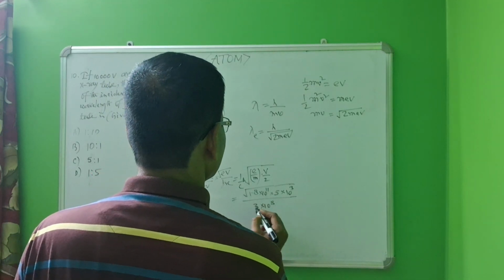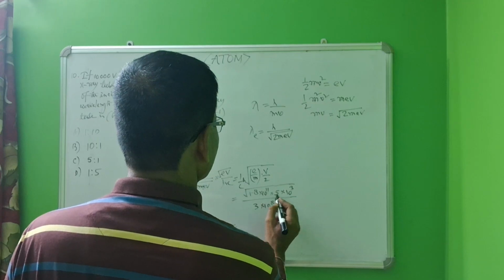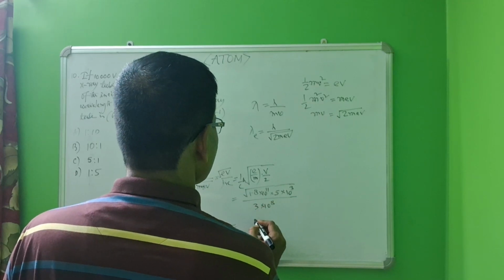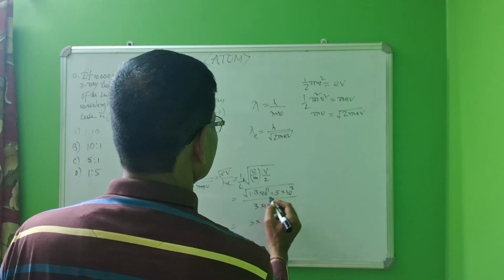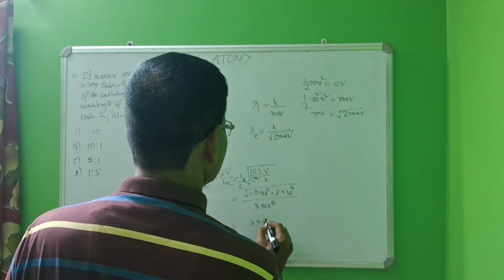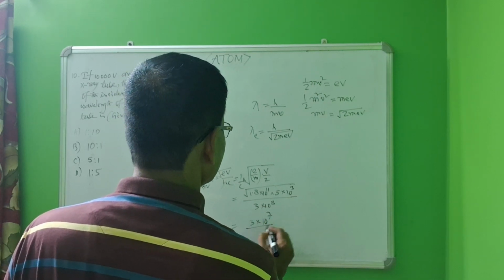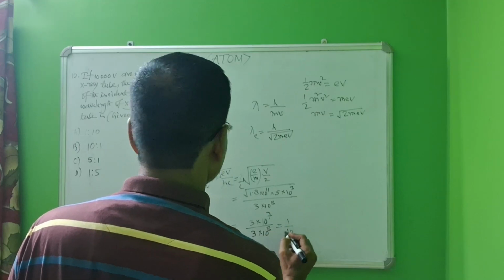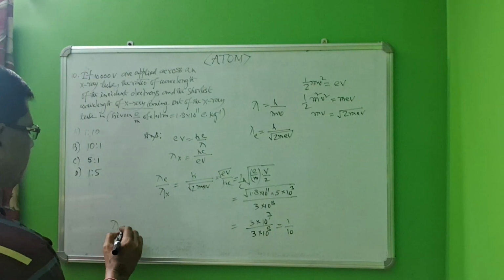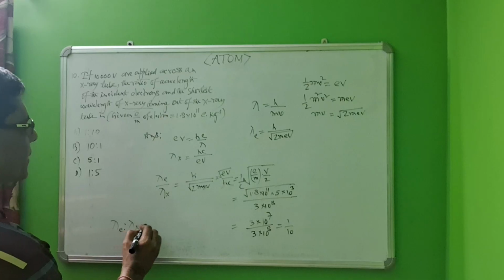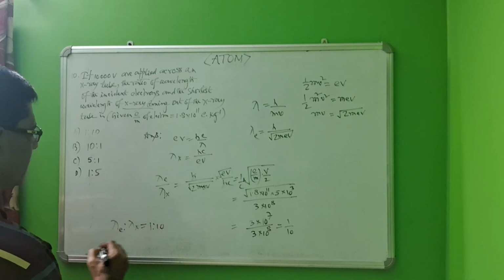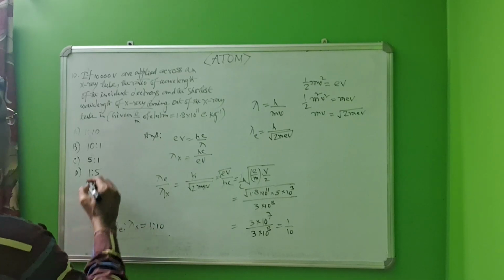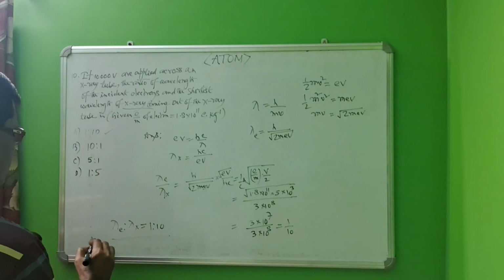This is equal to 3 into 10 to the power 7, divided by 3 into 10 to the power 8, equals 1 by 10. So we can write lambda E to lambda X equals 1 is to 10. So the answer is 1 is to 10, answer A.